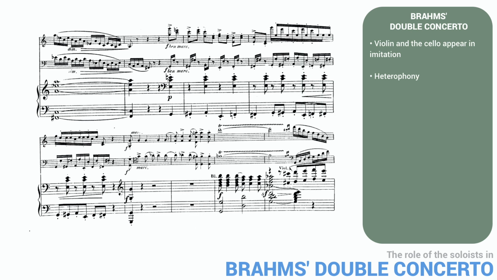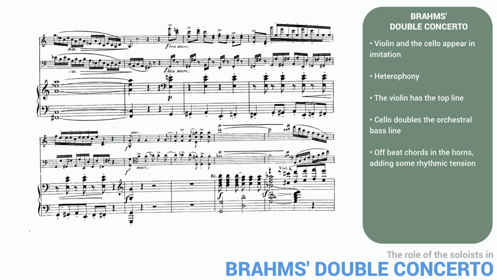Another interesting texture occurs shortly after. In the last 2 bars here, the violin has the top line first in double stops, then repeated with bariolage. Meanwhile, the cello doubles the orchestral bass line, but livens it with octave leaps. In addition to the bass line, the orchestra also includes offbeat chords in the horns, adding some rhythmic tension. In the next system, note how the soloists play the syncopated theme together, and then, while they trill, the woodwinds present the same idea.